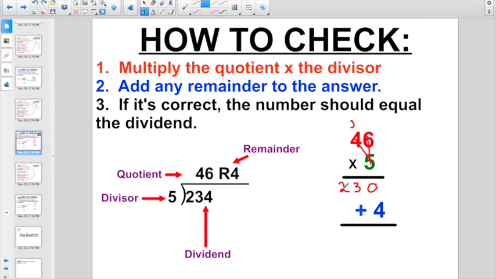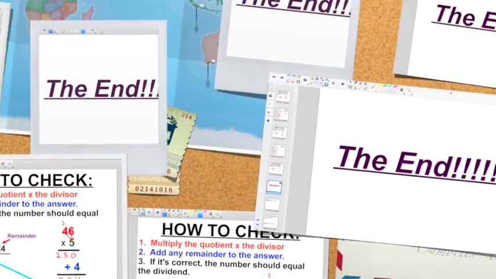So I have 230 plus 4. 0 plus 4 is 4. 3 plus nothing is 3. And 2 plus nothing is 2. If you multiplied the quotient times the divisor, added on the remainder, the dividend should equal what your answer is. Congratulations, we divided this one correctly.